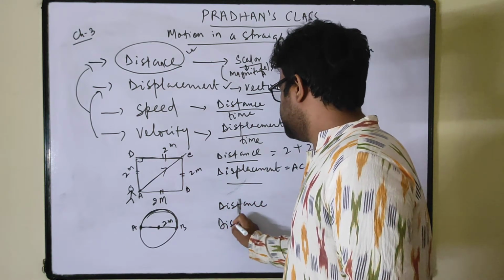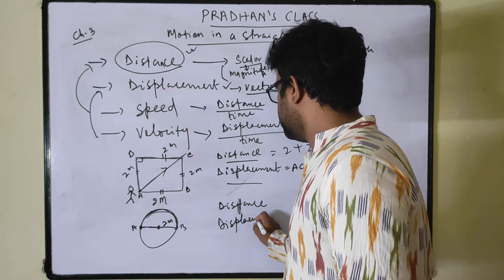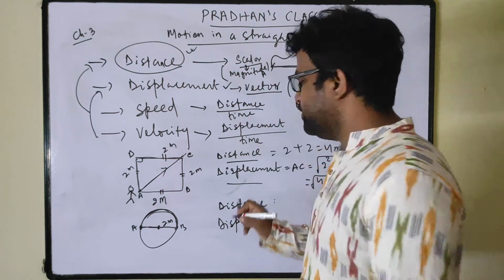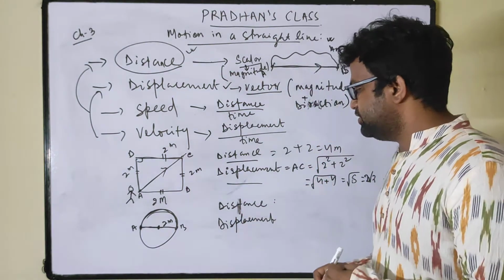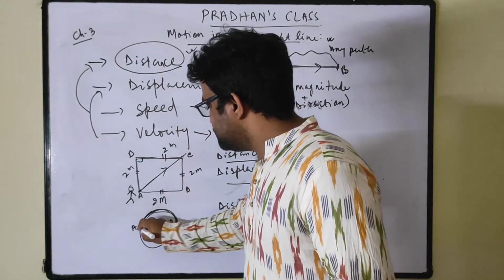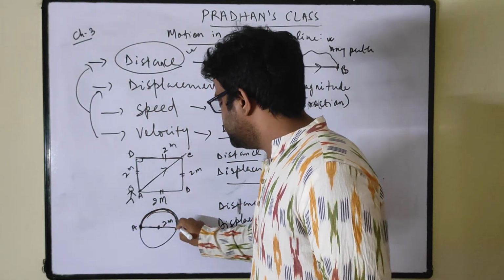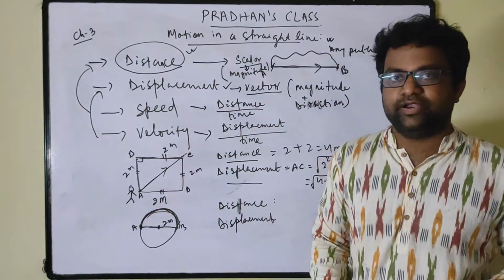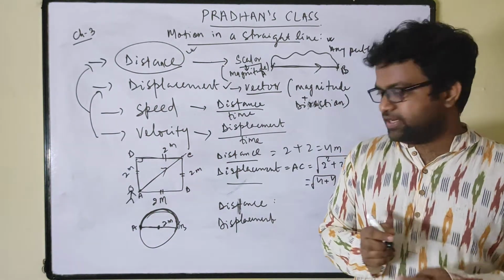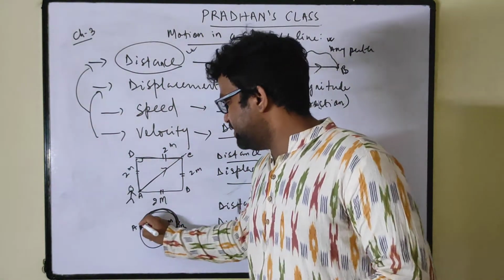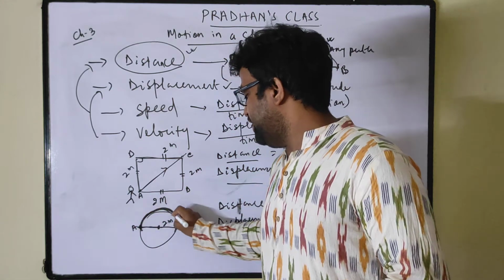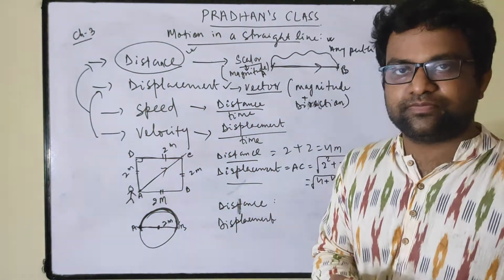Distance and displacement. So what will be displacement? Distance here first. What will be distance here? The distance will be the object starts from A and reaches at B. That means the half of the circumference, isn't it? This is full circumference. Starts from A and reaches at B is the half of the circumference.